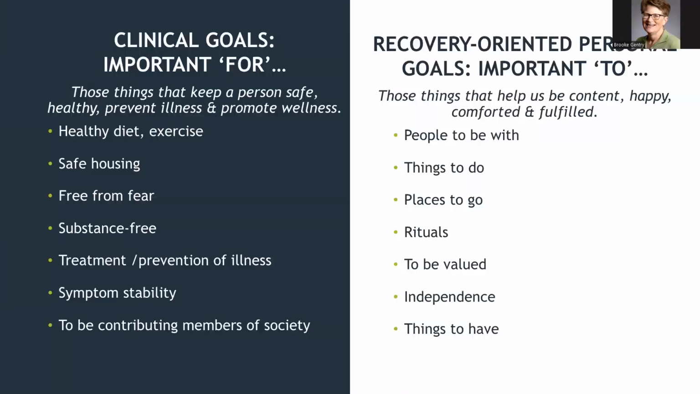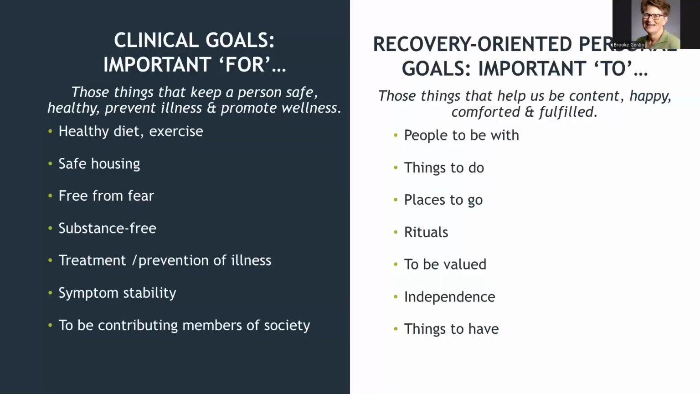They want to become a part of the herd again. They want to find a partner, have meaningful things to do, have places to go, rituals to be valued, to have some independence and things to have, and so on and so forth. These are just some ideas, right?